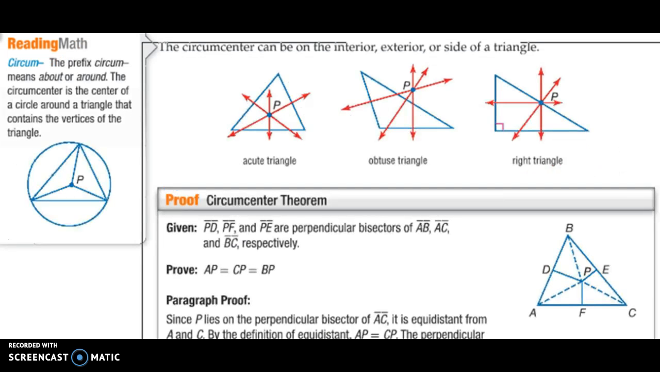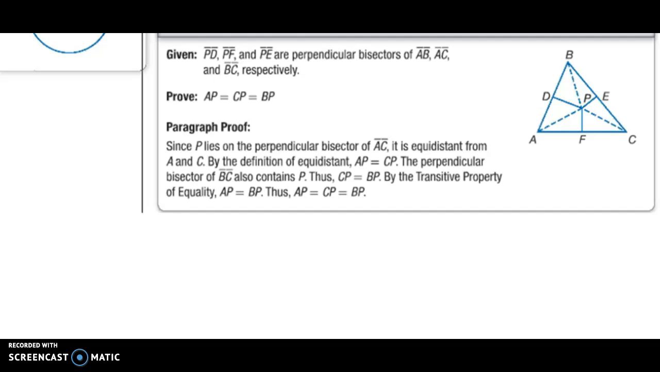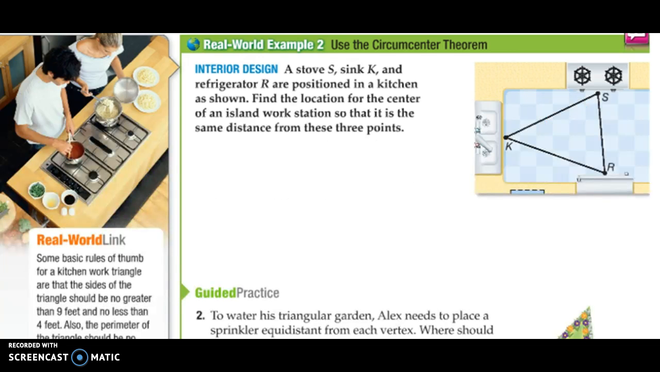Okay? Now, circumcenters can happen in 3 different locations. When you have an acute triangle, it happens inside. When you have an obtuse triangle, the circumcenter is on the outside. And when we have a right triangle, the circumcenter is along the hypotenuse. In fact, it's right in the middle of the hypotenuse. Okay? We have a proof right here that's in your notes. Feel free to look at it if you'd like to see how they can prove that it's going to be the same distance. Otherwise, it's in your notes if you ever need to reference it.